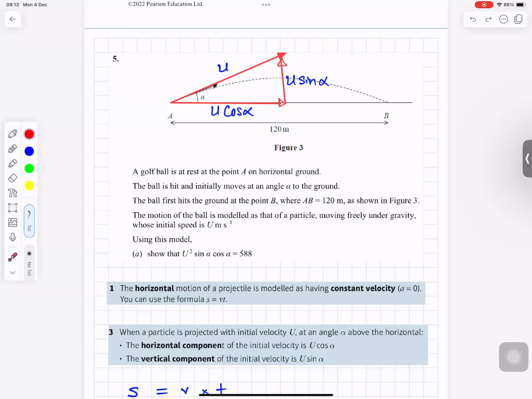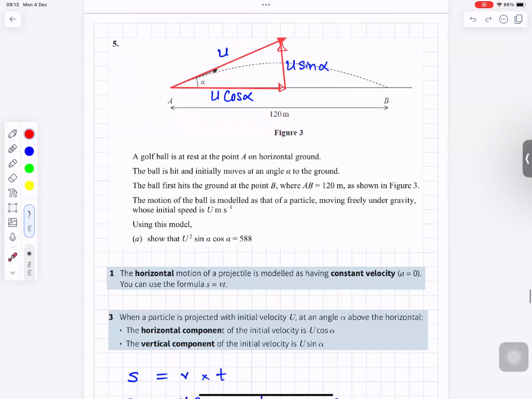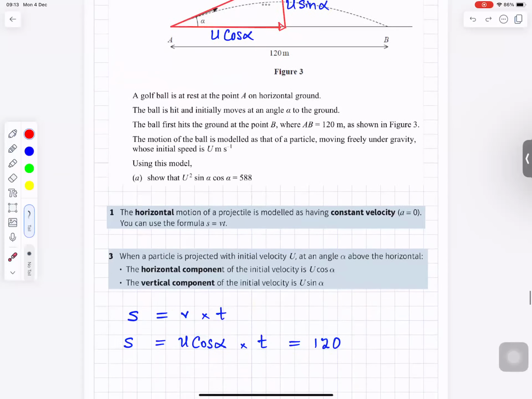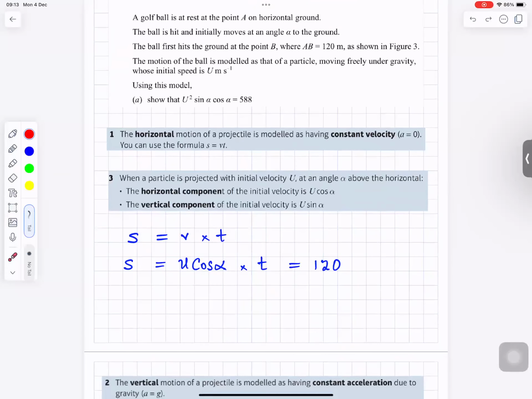I put some formula here for horizontal motion of a projectile: constant velocity, so the acceleration is 0. So the formula is distance is speed times time, velocity times time. When you resolve the velocity, the horizontal component is u cos alpha, and the vertical component is u sine alpha. So we have S equals V times T. Horizontally that is u cos alpha times T, and that equals 120.